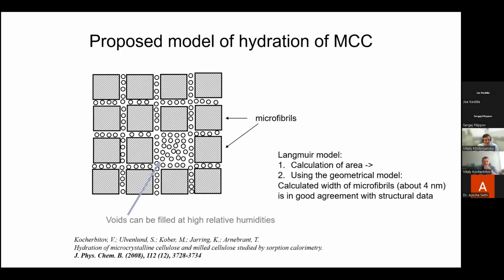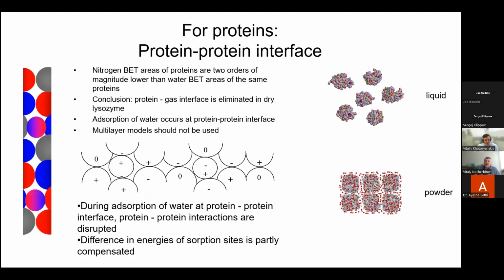We also proposed a model for hydration of microcrystalline cellulose, where water is adsorbed between the microfibers, which have nano size, and by using the same Langmuir model that I mentioned, one can actually calculate the size of these microfibers. This is in quite good agreement with the structural data from X-ray.